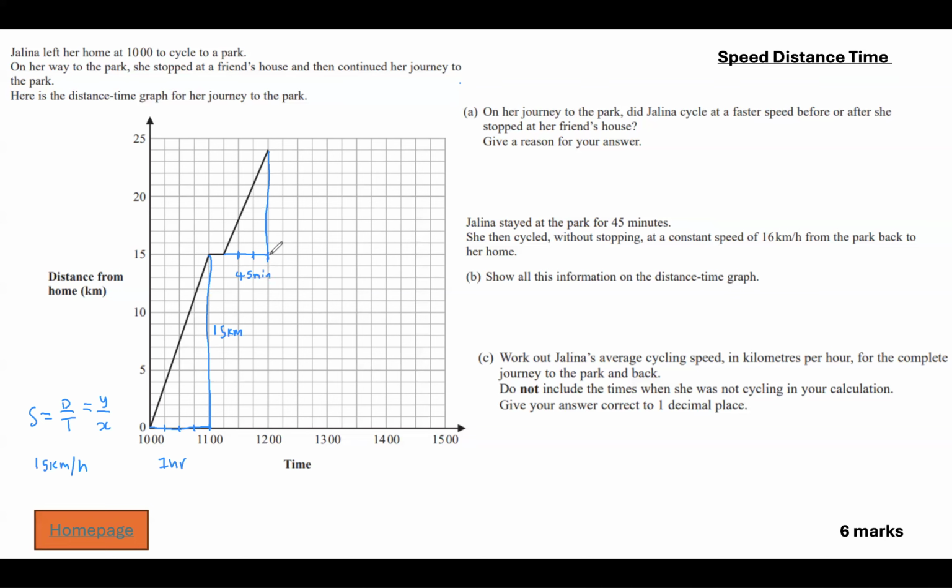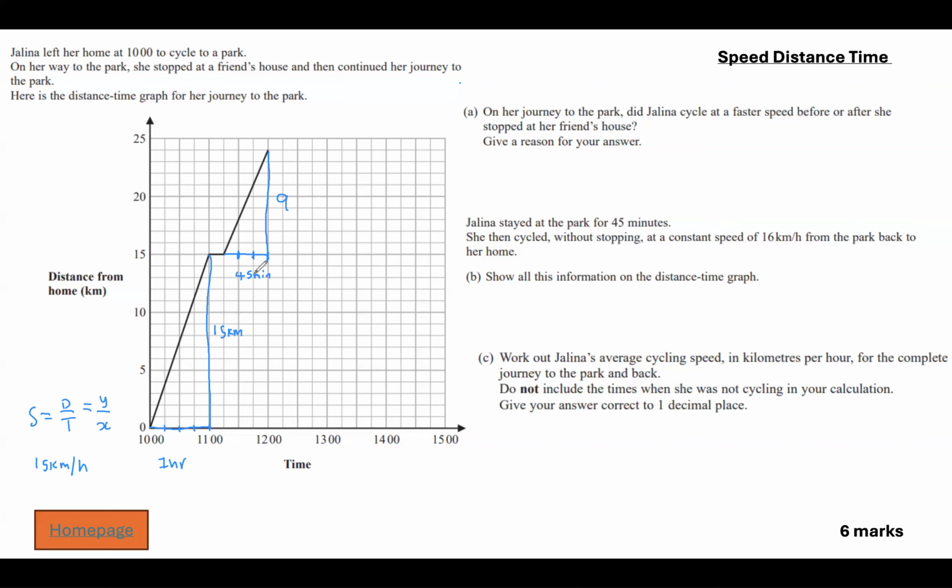And then we have, what is the distance traveled? So we've gone from 16, 17, 18, 19, 20, 25. So we're going up in ones. So 1, 2, 3, 4, 5, 6, 7, 8, 9. So that is going to be 9 kilometers.